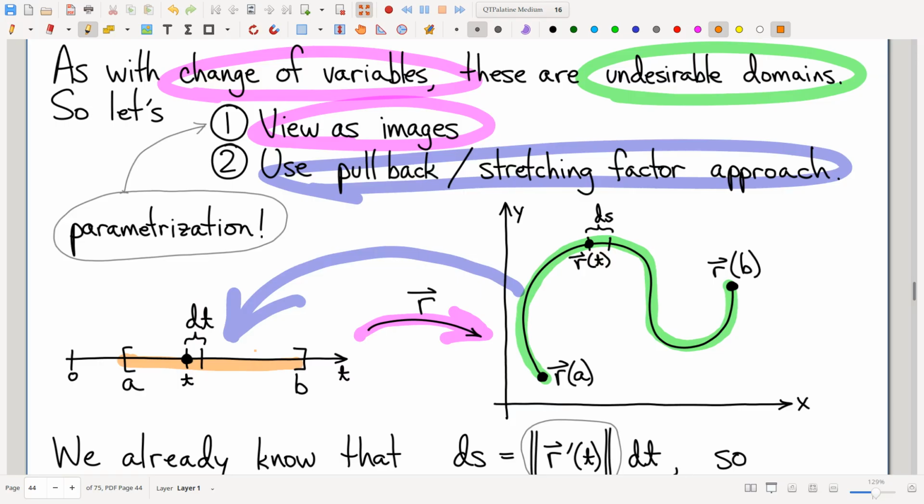And so the big plan here, details coming momentarily, but the big picture of the plan is to say, well, I've got an undesirable domain. I'm going to view it as an image. I'm going to pull back. And so the plan goes, I'm going to therefore be able to write this mysterious new scalar line integral as just an integral on the t-axis, frankly, a Calc 1 single variable integral. And this is totally going to work. 100% this is going to work. And there's a real simple trick on why this is going to work.